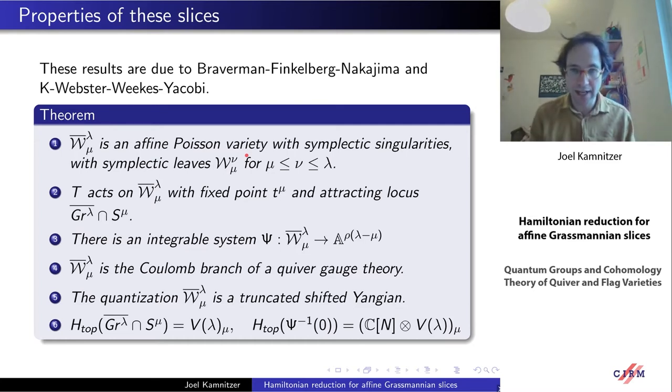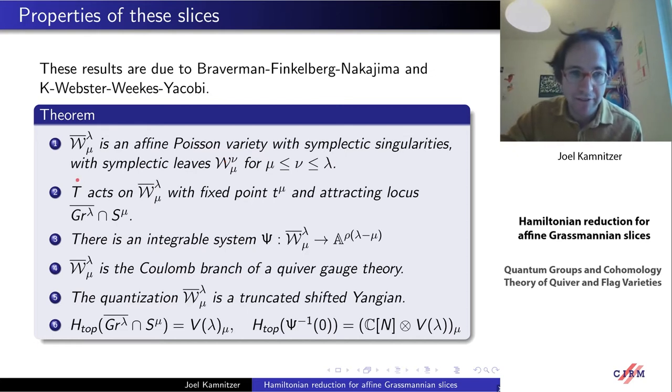This Poisson structure has what's called symplectic singularities. It's a technical condition, but in particular it means that there are only finitely many symplectic leaves. And in fact, these symplectic leaves are nothing but those W nu mu's, where nu lies between mu and lambda. Those are the symplectic leaves of W lambda mu bar. If I don't put the bar, by the way, it means instead of intersecting with Gr lambda bar, I intersect with Gr lambda, or in this case with Gr nu.